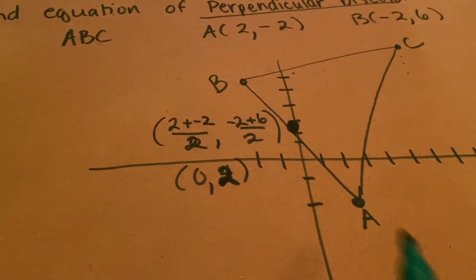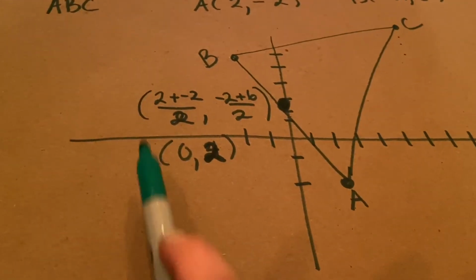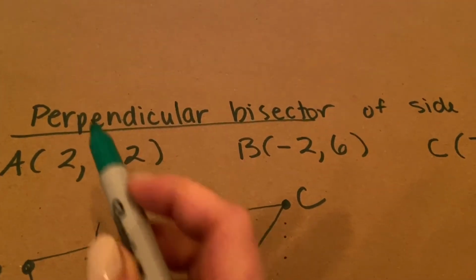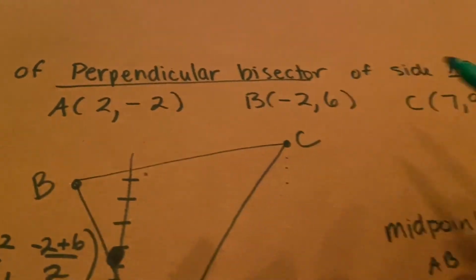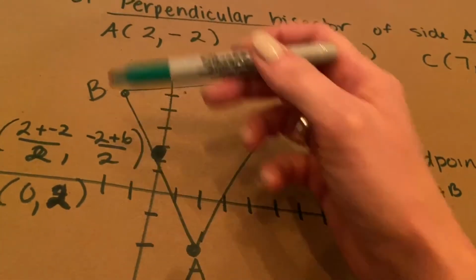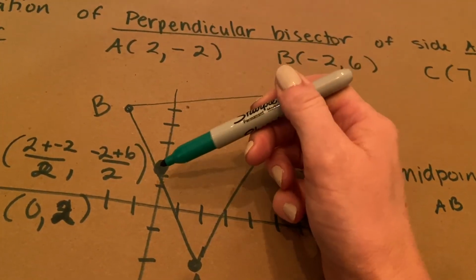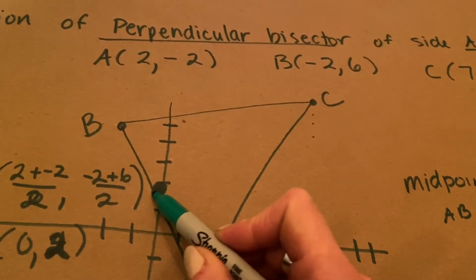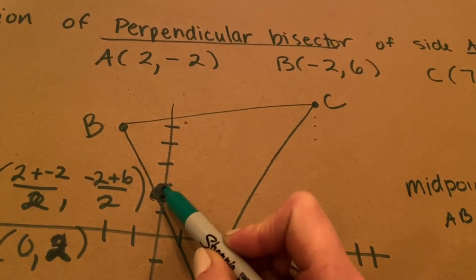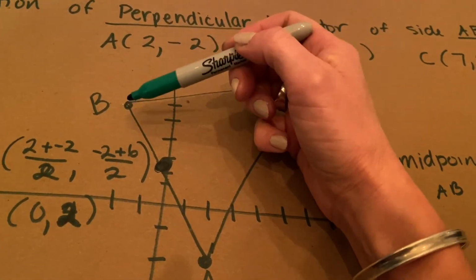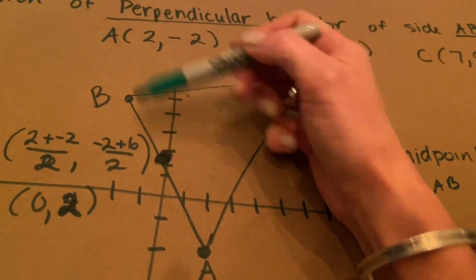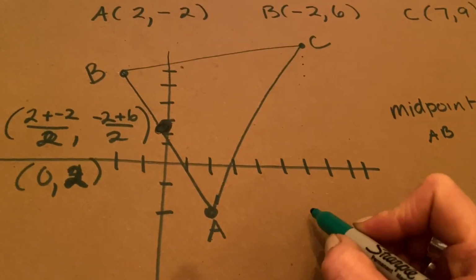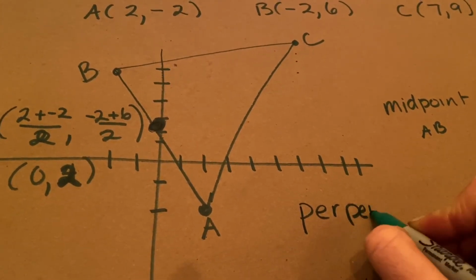Okay, so we found the midpoint of AB, and we know that the midpoint using that formula is (0, 2). Right there is the midpoint, and we want to find the perpendicular bisector of side AB. So I have bisected side AB. That means split it in half, and I do that with the midpoint. And now I want the perpendicular bisector. That means I want the equation of a line that bisects, that goes through this point, that bisects AB, but that is perpendicular to AB.